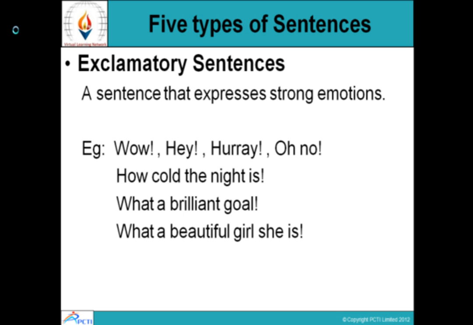Once again, joy. So to express our joy, sorrow, surprise, and wonder, we use sentences, and these are called exclamatory sentences, and these are followed by an exclamation mark. Some examples are, how cold the night is. What a brilliant goal. What a beautiful girl she is.